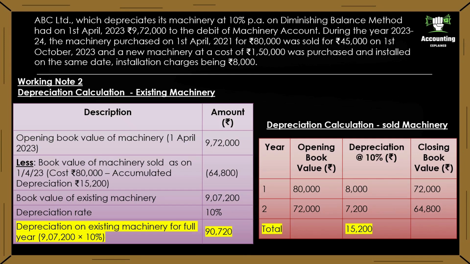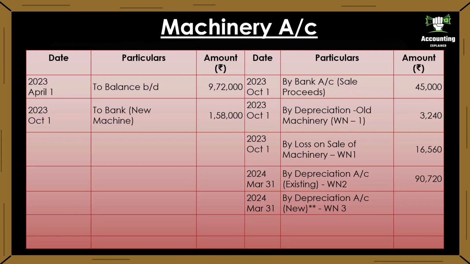This is the working note 2. Here, we have calculated the depreciation for the existing machinery as 90,720. That will be taken to our machinery account. On March 31, 2024, by depreciation account, working note 2, we refer to existing machinery, 90,720. This will be the depreciation for the whole year. Okay, that is why we are writing it as 31st March 2024.